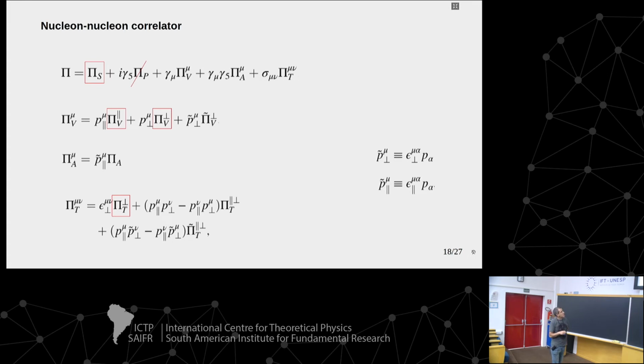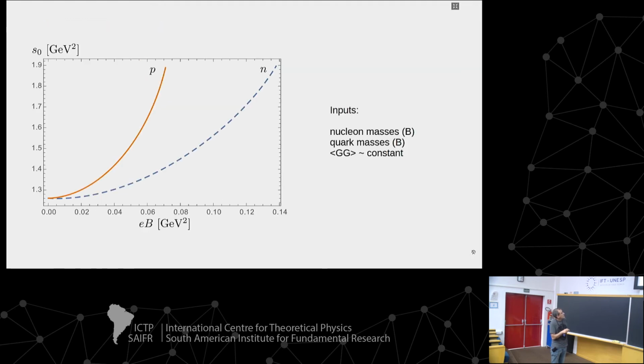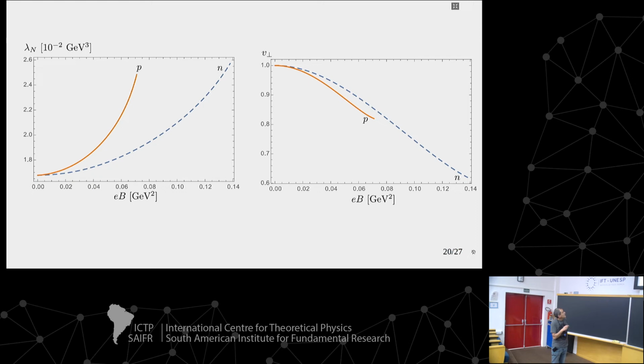Okay, I have to run, so let me show. This is the nucleon correlator. We split all the possible shapes of the correlator. We just pick 4. So the hadronic threshold is different for the proton and the neutron. We have in general everything different. The couplings, you see, are also different.